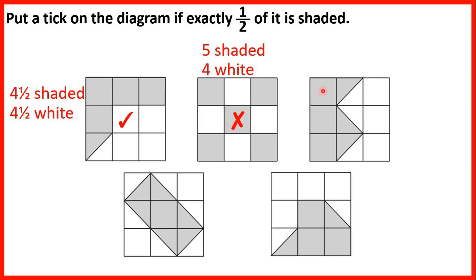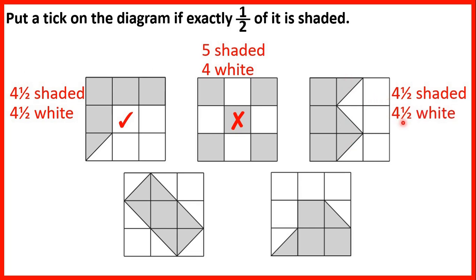Now here we have 3 squares shaded, and then we've also got 3 half squares shaded. Remember, 2 halves make 1 whole, so these 2 triangles or half squares make 1 whole square. So that means there are 4½ shaded squares, because we can count 1, 2, 3. We can put these together to make 4, and then we have another half.